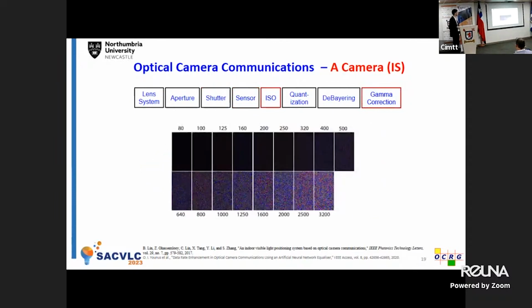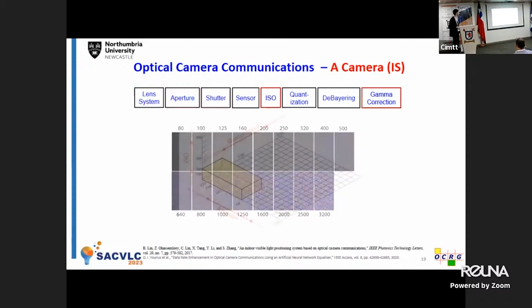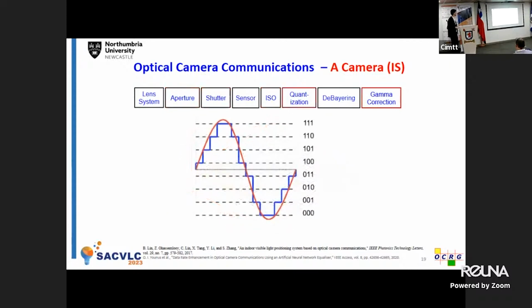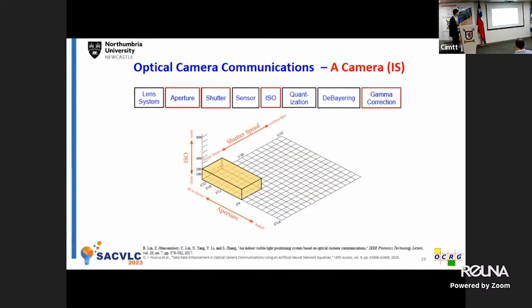Moving on to ISO, which is magnification. It can be a software magnification, where you decide how much you want to amplify the captured signal in order to be able to receive it. Moving into quantization, this is the way the shutter speed, the ISO, and the aperture, based on the opening of the camera, the gain, and the speed of capturing the light signal, work together. These are three main parameters that we can explore in order to see how to enable the use of the camera to receive data.